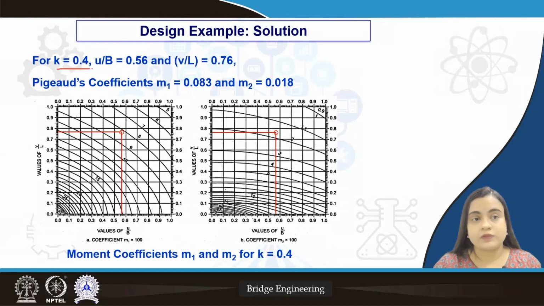So for k equals 0.4, u by b equals 0.56 and v by l equals 0.76, we can determine the magnitude of Pigeaud's coefficients m1 and m2 from the Pigeaud's charts. We can refer to the same chart for k equals 0.4 and then we can look for u by b equals 0.56 and v by l equals 0.76, and that leads us to this point for m1 and this point for m2. And if we read the chart properly, we will see m1 turns out to be 0.083 and m2 turns out to be 0.018.